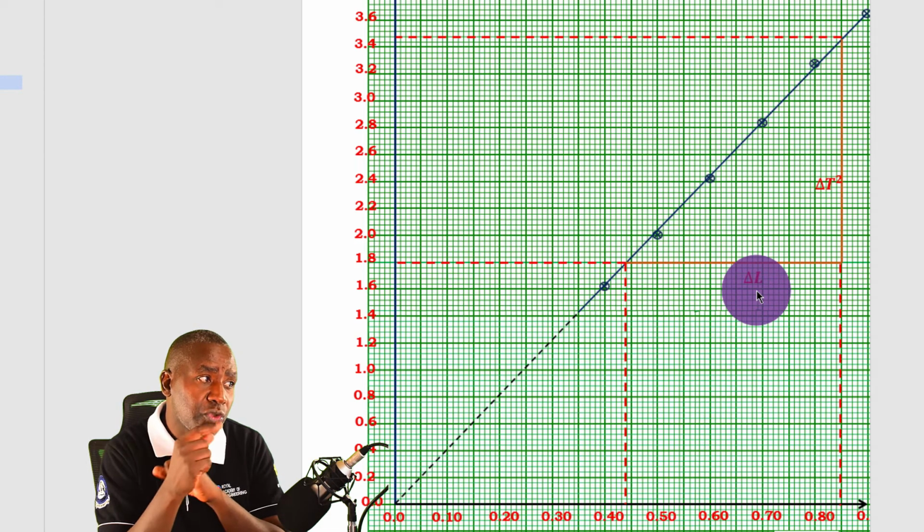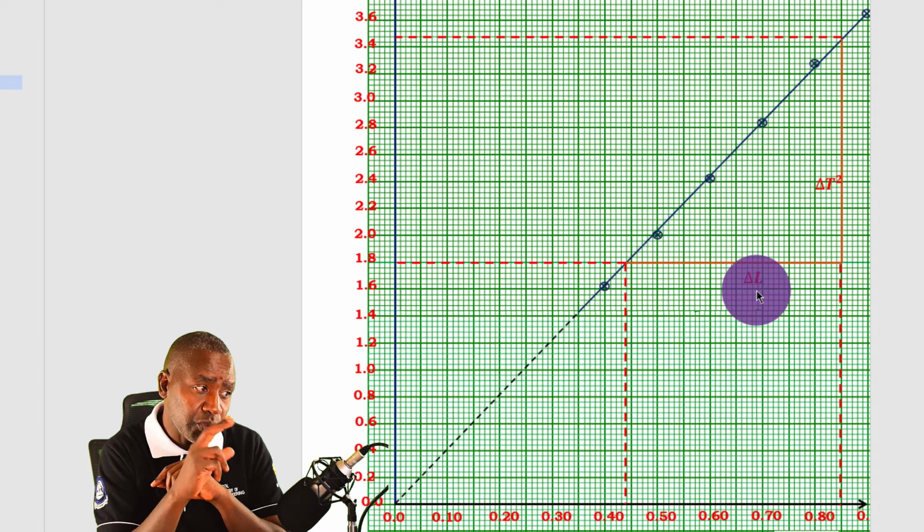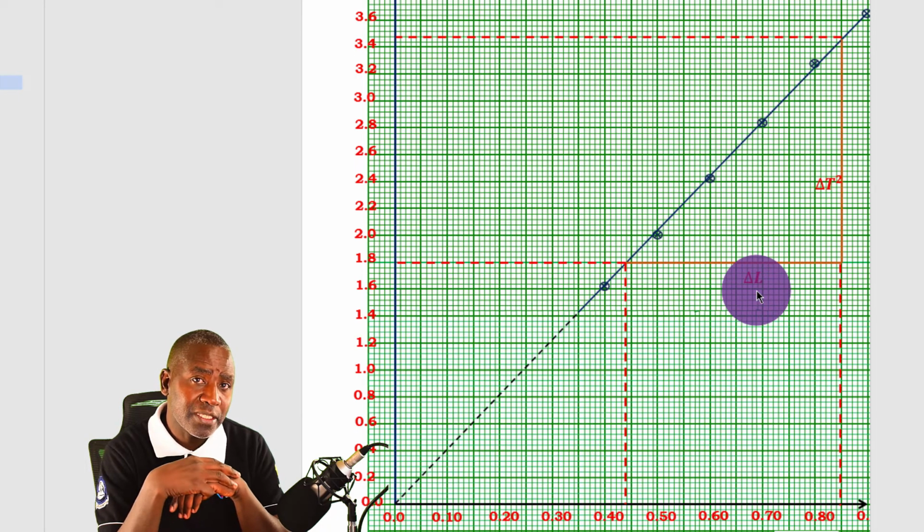You must show those dotted lines. You must show the triangle. The moment the examiner sees that you are attempting to give the read-offs on the graph, already you've earned 1 mark out of 3 marks for calculating the gradient.